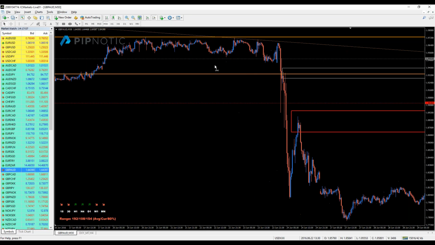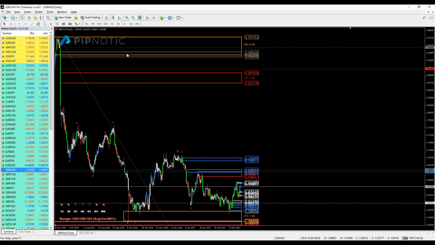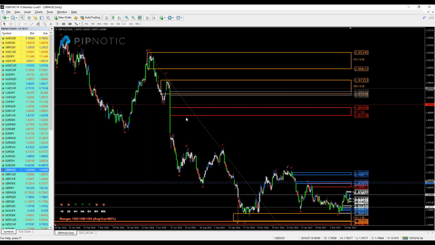And so I think if price manages to come back up to this area, just up here, then we're going to see some reaction. It's pretty clear here actually on the daily chart when we have something that looks like that.